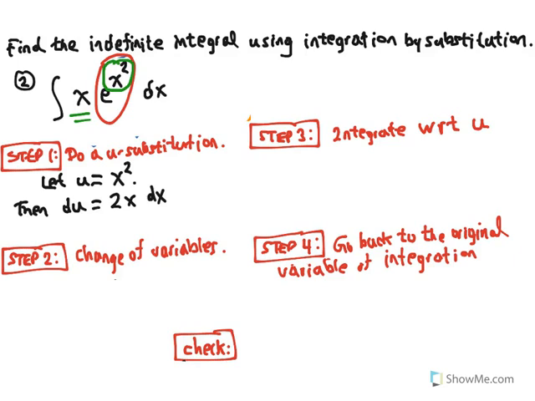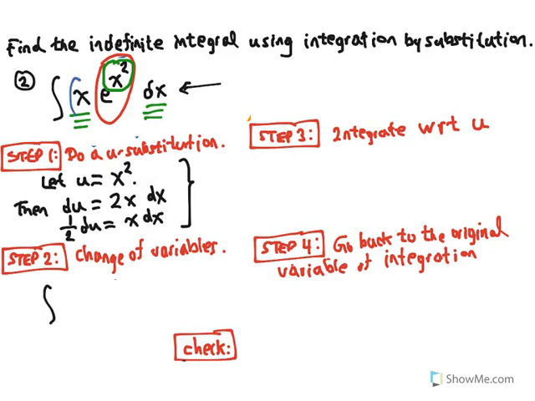Now, in our original problem, we don't have 2x dx, but we do have 1x dx. The only difference is the constant 2, and I can deal with that simply by dividing both sides of the equation by 2. That gives me 1/2 du is equal to x dx. And now I'm able to use the u-substitution to change variables, to go from integration with respect to x to integration with respect to u, and we will have an integrand that we know how to integrate.